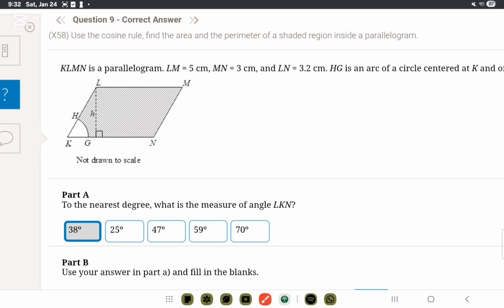Okay, so now we need to add everything. Perimeter is all about adding sides. So what you're going to do is just 5 plus 5 plus 3 plus 3. What do you get? I think it's 16. Yeah, it's 16. 16 minus theta.